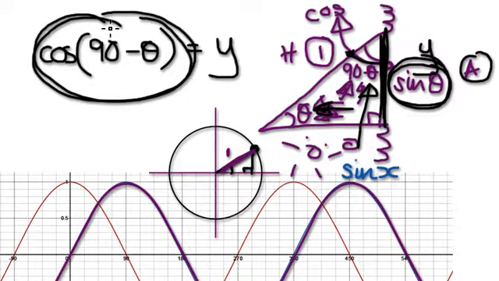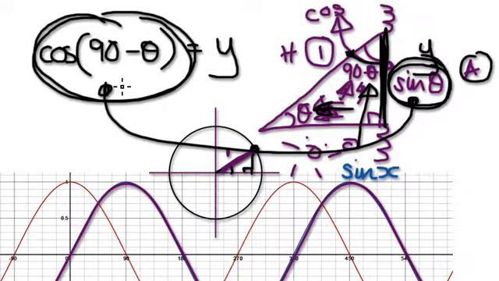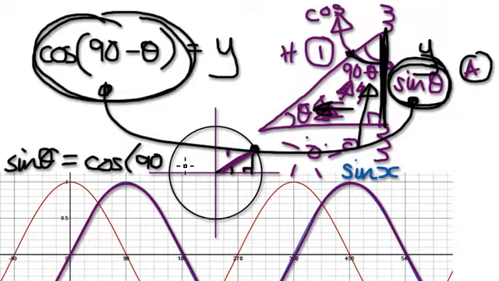This doesn't fully explain it, but it's a nudge in the right direction. There is some sort of relationship going on here. You can see that sine theta is the same as cos 90 take away theta. It doesn't fully explain it, but it's a nudge in the right direction.